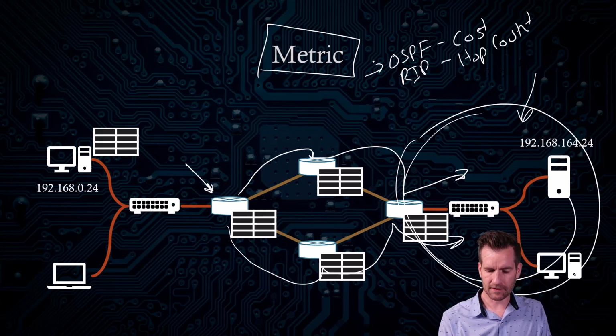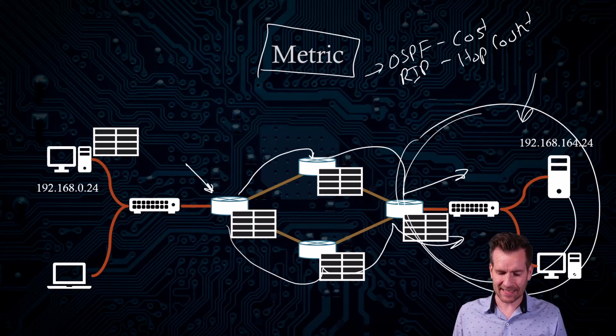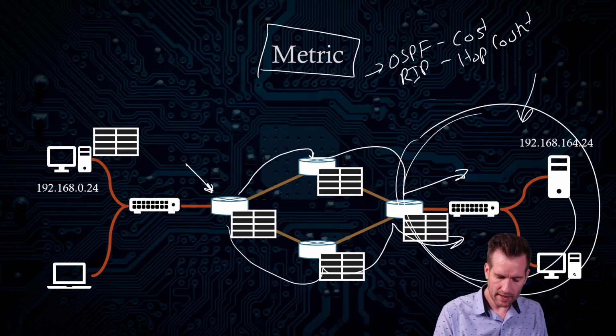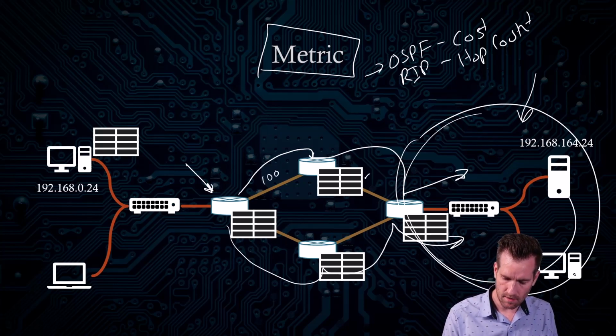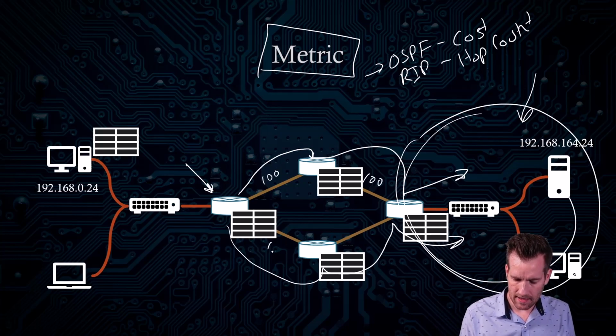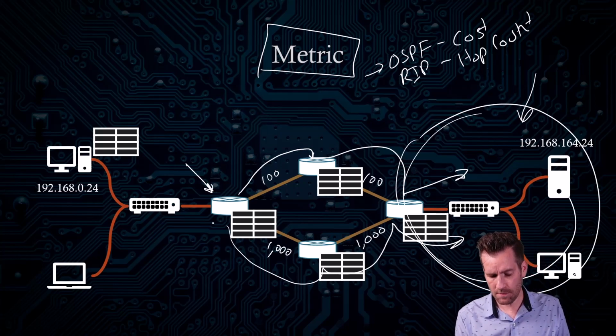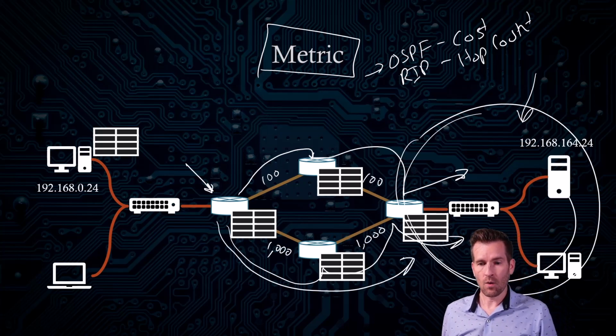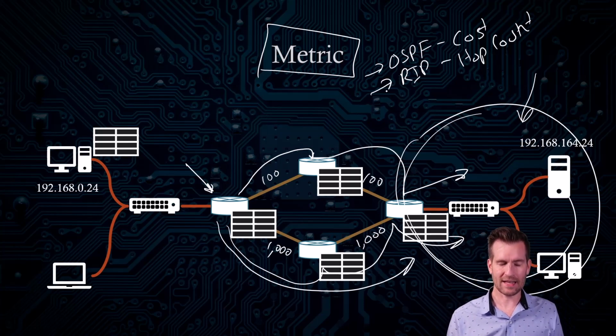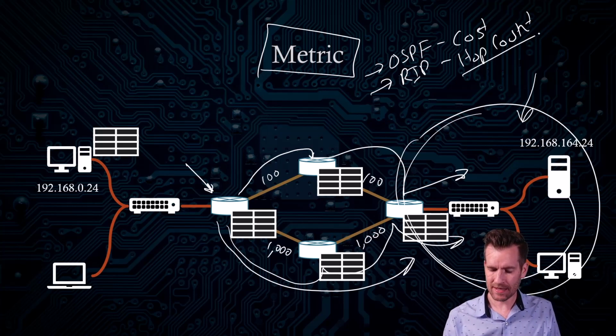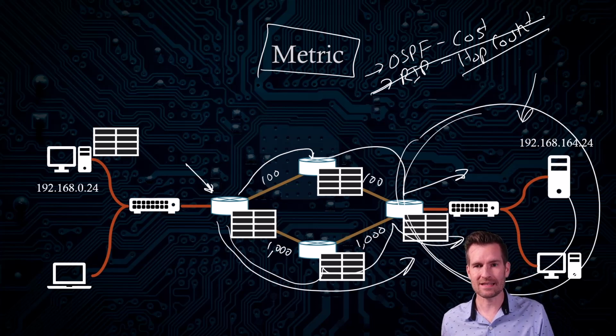OSPF works a little differently though. It's based off of cost. It looks at bandwidth. So let's say it's a 100 meg connection on both of these sides, and it's a 1000 meg or 1 gig connection on these sides. This would be the better route to go. Well, RIP would report that it's the same no matter which way you go. It will be the same hop count. Therefore, it's not the best at determining what is the best route.